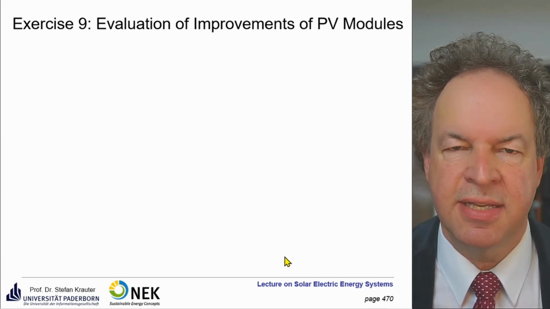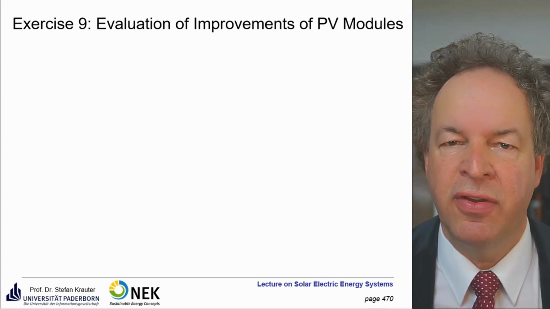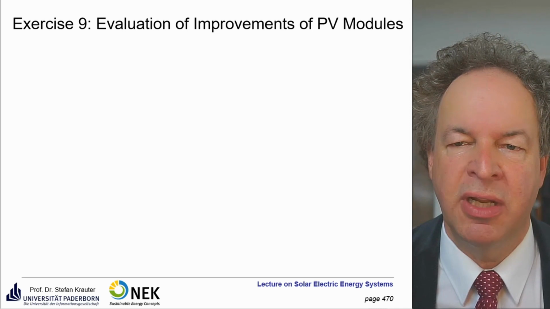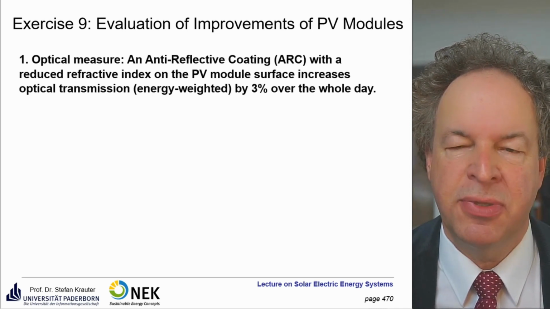Welcome to exercise number 9. It's about evaluation of improvements of PV modules. We'll talk about three different types of improvement: optical improvement, thermal improvement, and lifetime extension. First, we start with the optical measure.